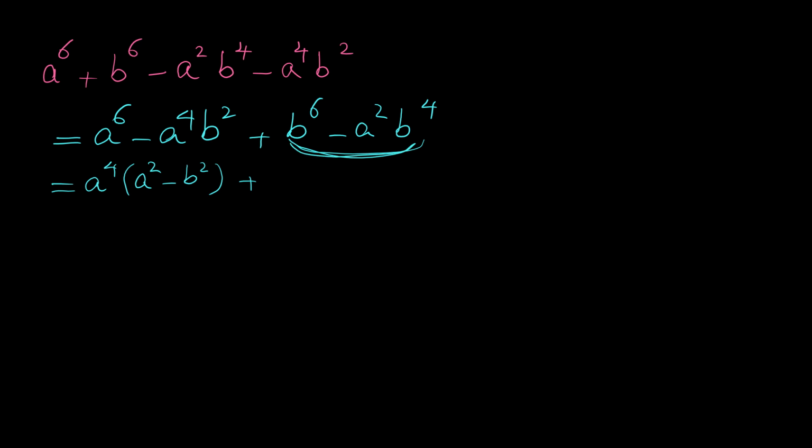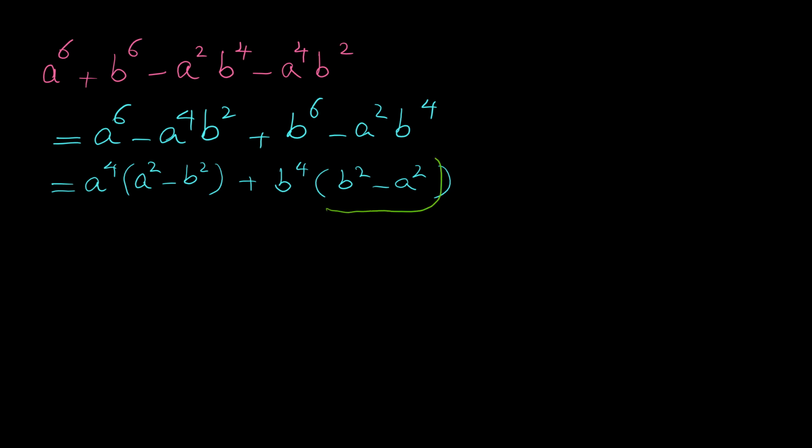From these two terms, we can factor b^4. And then we have (b^2 minus a^2). But the thing that we notice here is that in this bracket we have a^2 minus b^2. In the other bracket we have b^2 minus a^2. They are similar, but they are not exactly the same. So here you can think about factoring. Please pay attention to this.